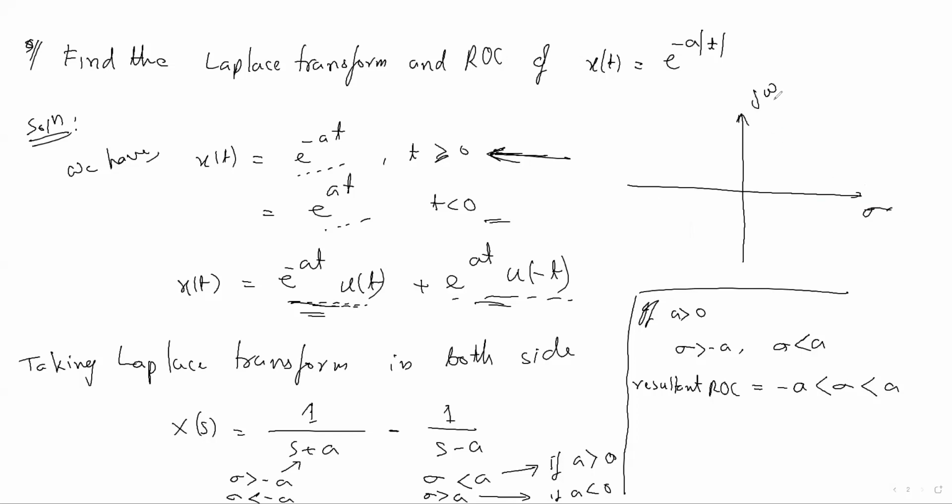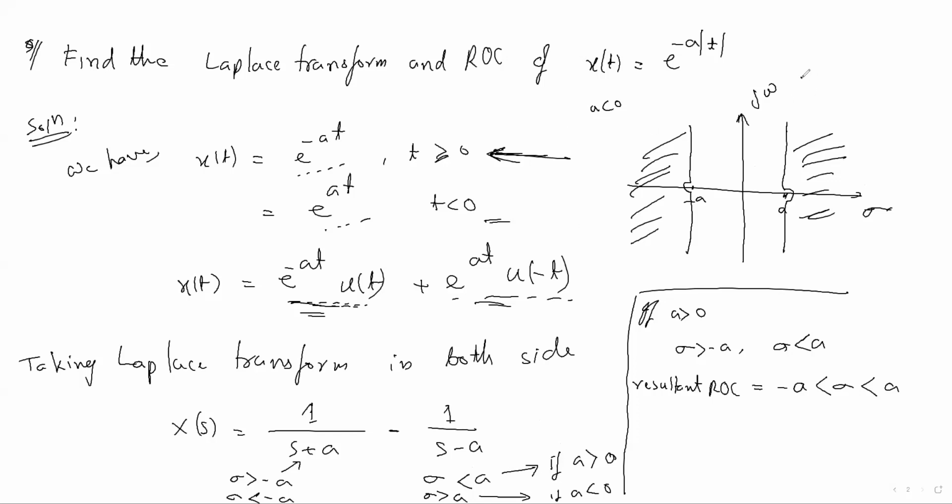Sigma j omega. Okay. And what is the second condition? If a is less than 0, what is the condition? Suppose here is minus a and here a. One condition is sigma should be less than minus a, so the ROC is on the left side. And what is the other? Sigma should be greater than a.